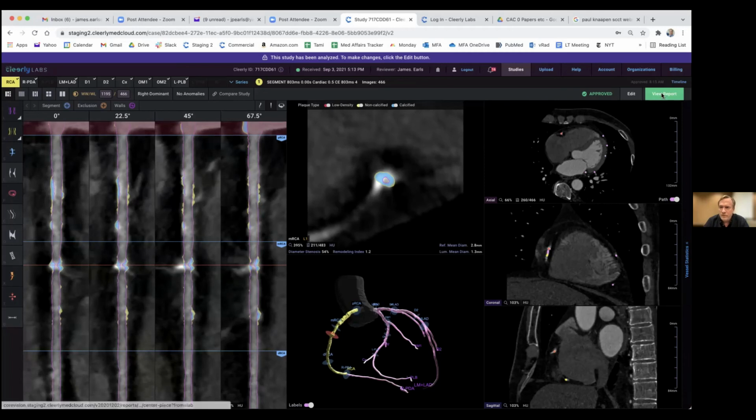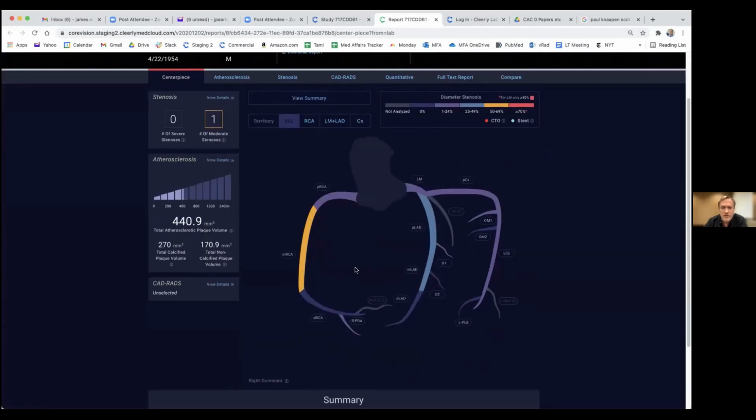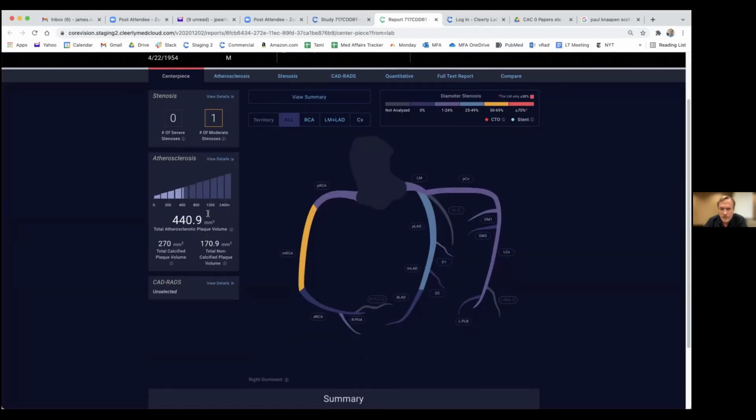If we jump over here to the coronary report on this particular patient, we can see that we'll report out the entire plaque volume, the total plaque volume, which is 440 cubic millimeters in this patient, of which 270 are calcified and 170 is non-calcified. That's actually a fairly favorable ratio. We never see anybody who's purely calcified, although we do certainly see people who are predominantly non-calcified plaque.